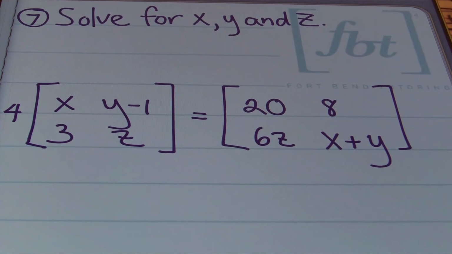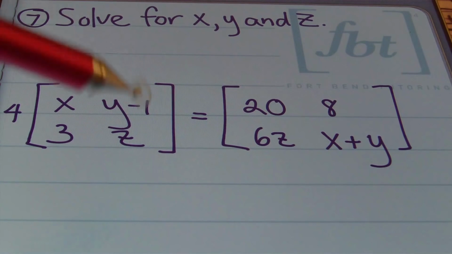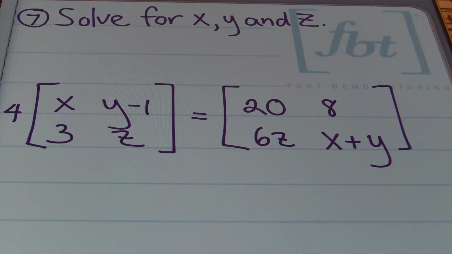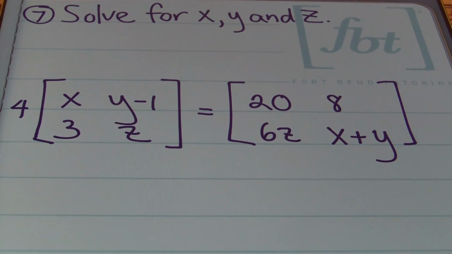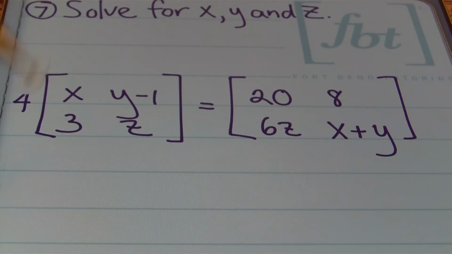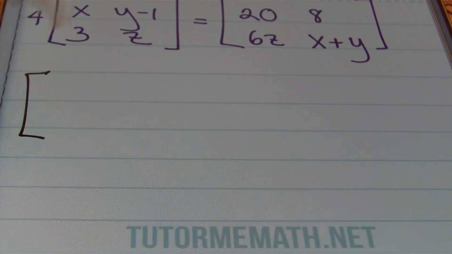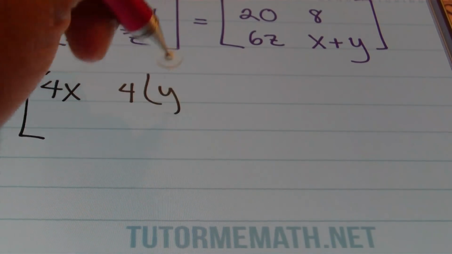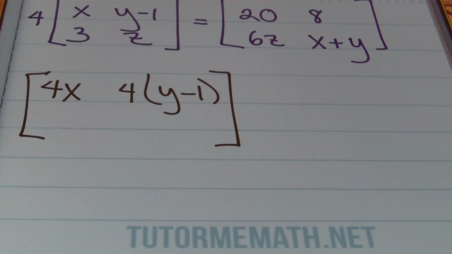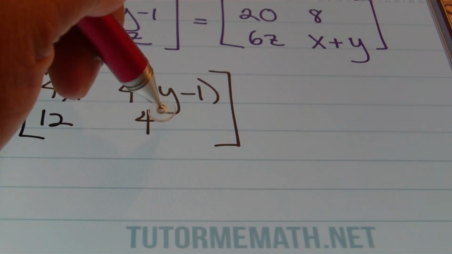In problem number 7, they want us to solve for x, y, and z. And look at what we have right here. Isn't that cute? Well, being as though we just have a number as a scalar in this problem, that 4 right here multiplying on this matrix, I think I'm going to go ahead and just distribute that. All right, so this is what it's going to look like. We'll have our first matrix here, and 4 times x gives you 4x. 4 times the quantity of y minus 1. Nothing too fancy. And then 4 times 3, we're going to have 12, and 4 times z is going to give me 4z.